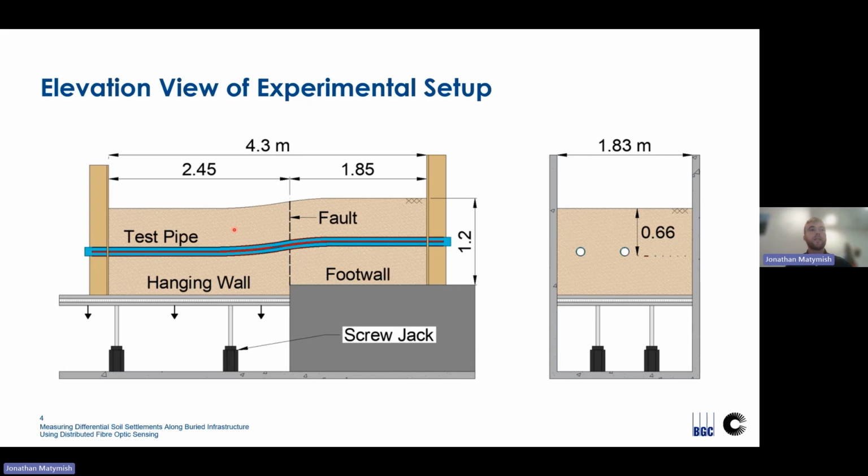So typically, in one of these experiments, we'll have a buried test pipe, and we'll use fiber optics bonded to that test pipe to monitor its strain response. However, in this experiment, we included these buried fiber optic cables adjacent to our pipes to test their performance for detecting the fault, as well as measuring its fault offset or the deformed profile of the soil.